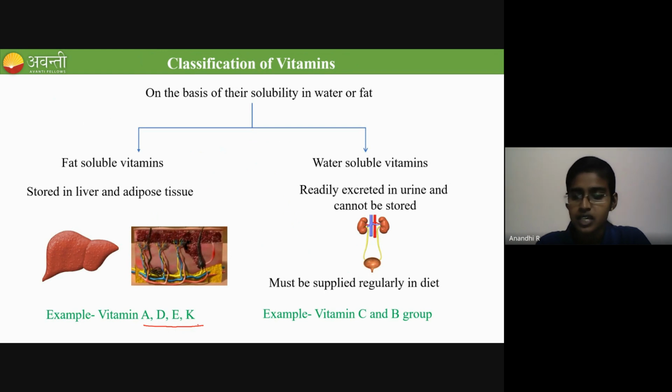So vitamin C and the vitamin B group are water soluble. So where is vitamin C present? In all the citrus fruits you are having, no? In lemon juice, orange juice, in amla, everywhere you have vitamin C. Those are water soluble, except B12. Yes, the exception is B12.